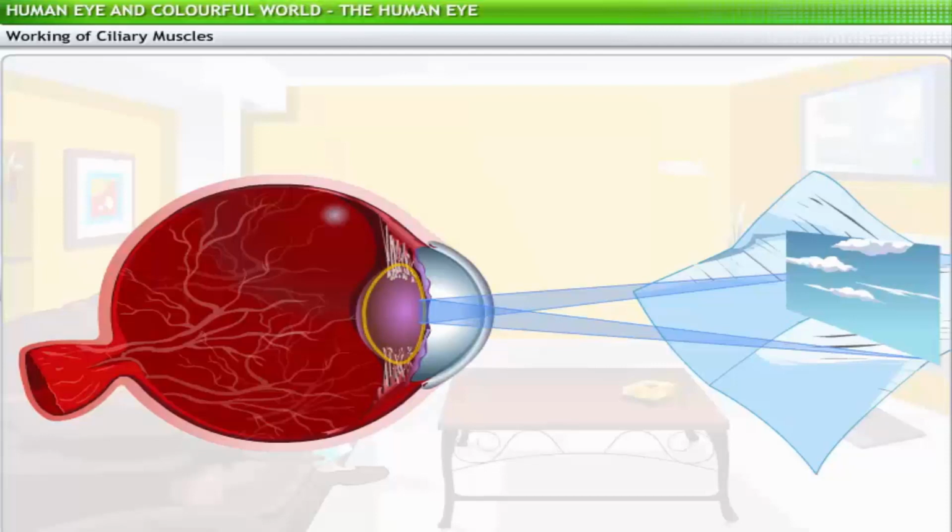Therefore, to focus on objects closer to the eye, in this case the newspaper, the ciliary muscles contract. This increases the lens thickness, in turn decreasing the focal length. In this way, accommodation of lens helps us to focus on objects at different distances and see things clearly.